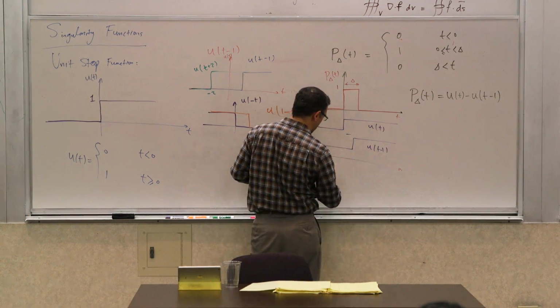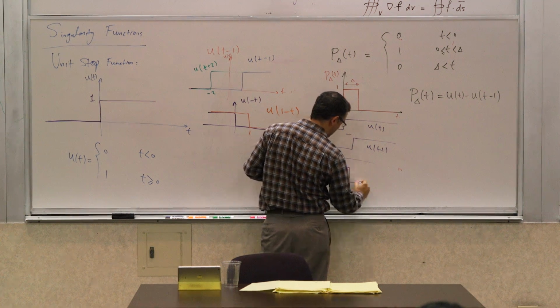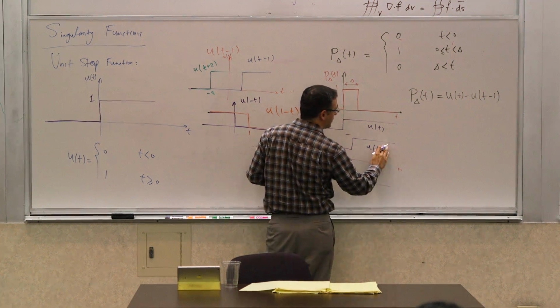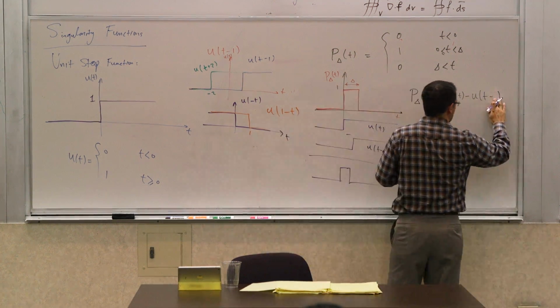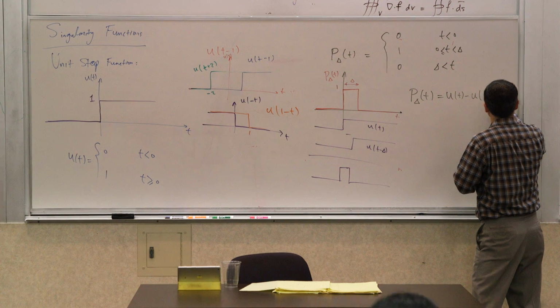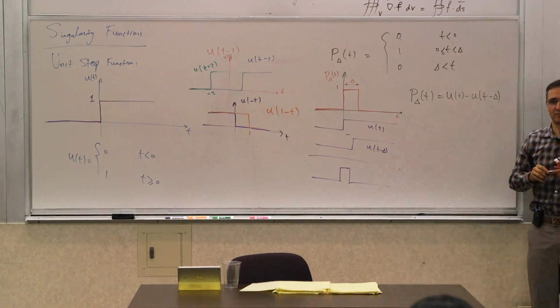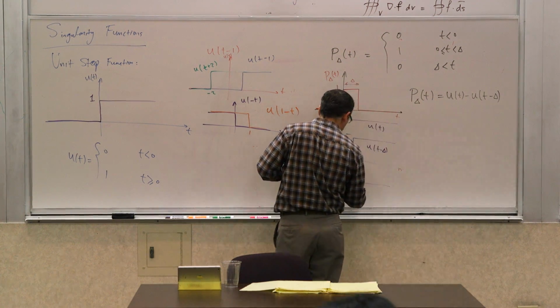Here 0 minus 0, you get 0. Here you get 1. Then you get 1 minus 1, you get 0. So actually it shouldn't be u of t minus 1, it should be u of t minus delta. So I made a mistake here. Right? It shifts by delta, so this is delta.